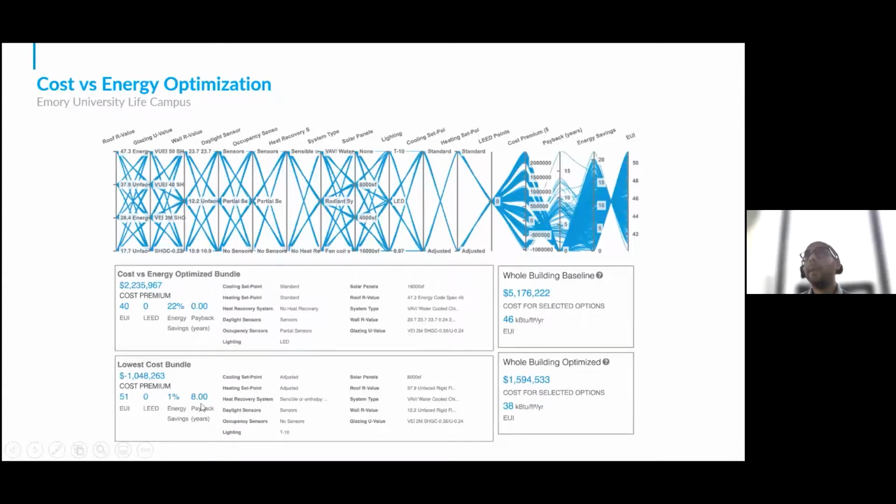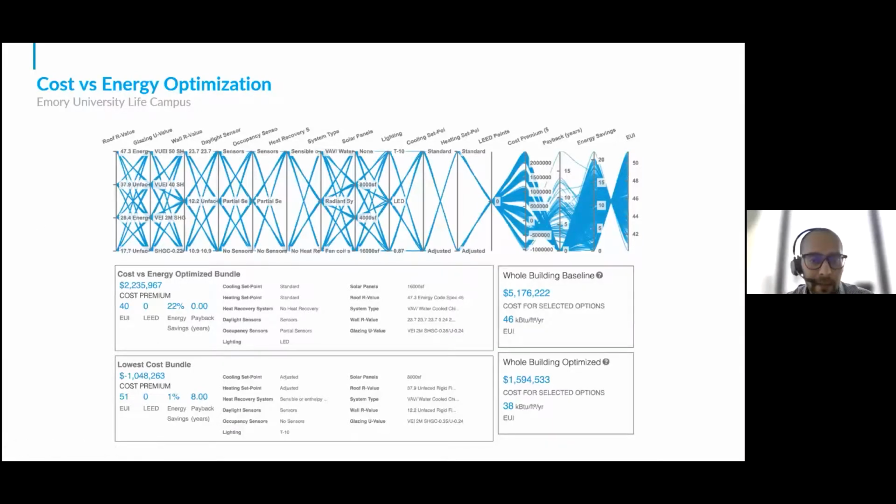And that will lead to an EUI that's 51. And this is a cost premium. It's saving you $1 million. Or maybe you can go for option 1, which basically says we'll bring the EUI down from 46 to 40, and in doing so, give you 22% energy savings. So you can basically pick and choose what options work for you and what doesn't. And that's just the power of the AI that we're using right now.